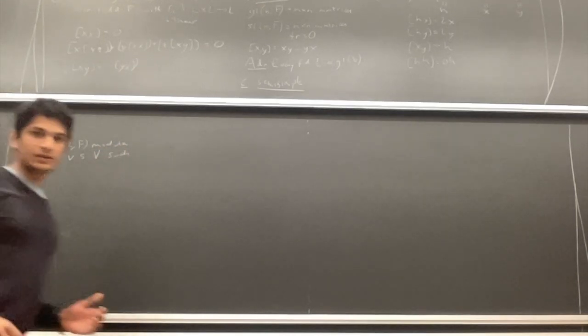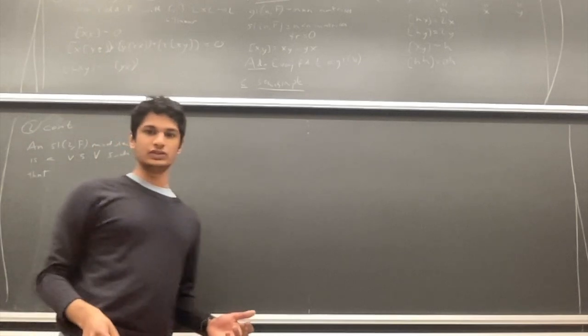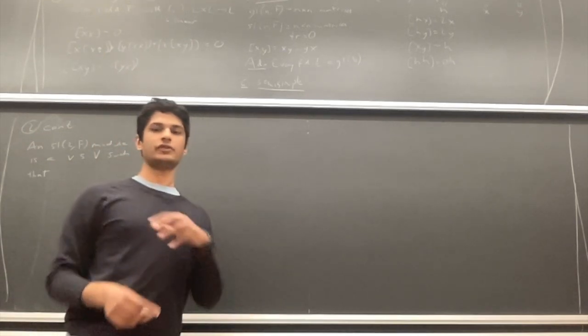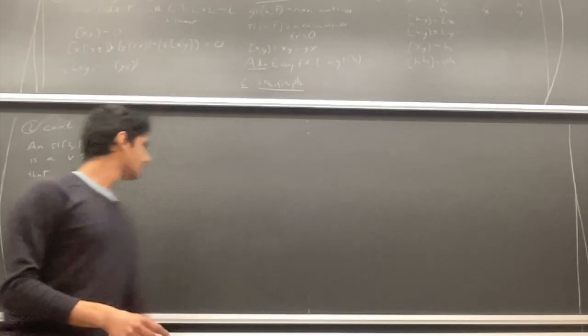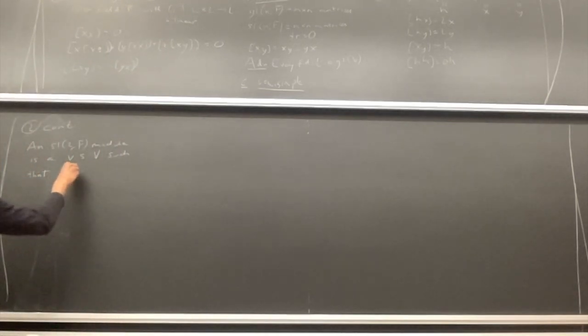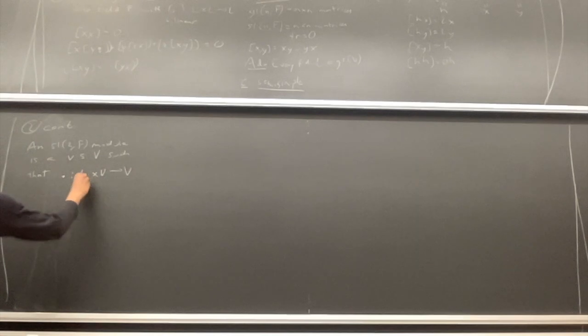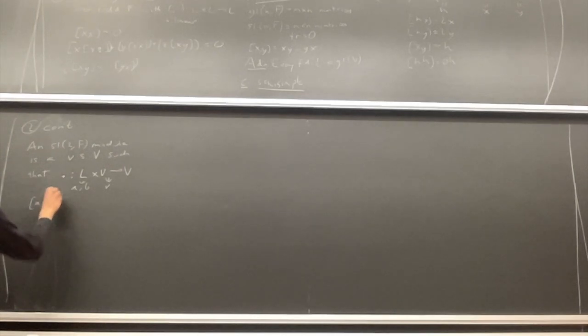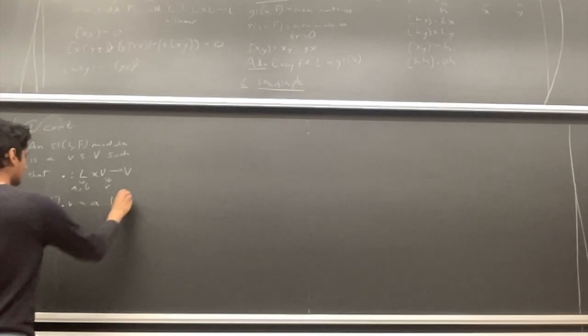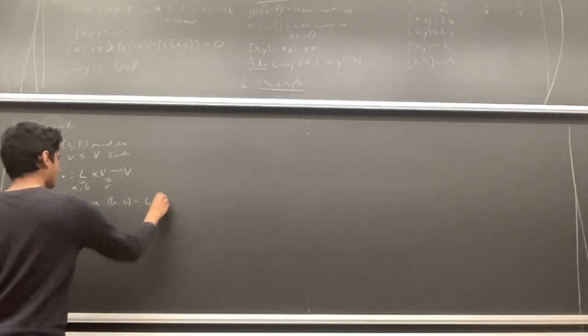So we're going to have the action of sl2(F) on the vector space, and we're going to call that dot. So we have a dot, which goes from L times V to V. And it's going to satisfy a nice property: if we have A, B in L, and V in V, then this holds. The bracket [A,B] dot V is equal to A dot (B dot V) minus B dot (A dot V).